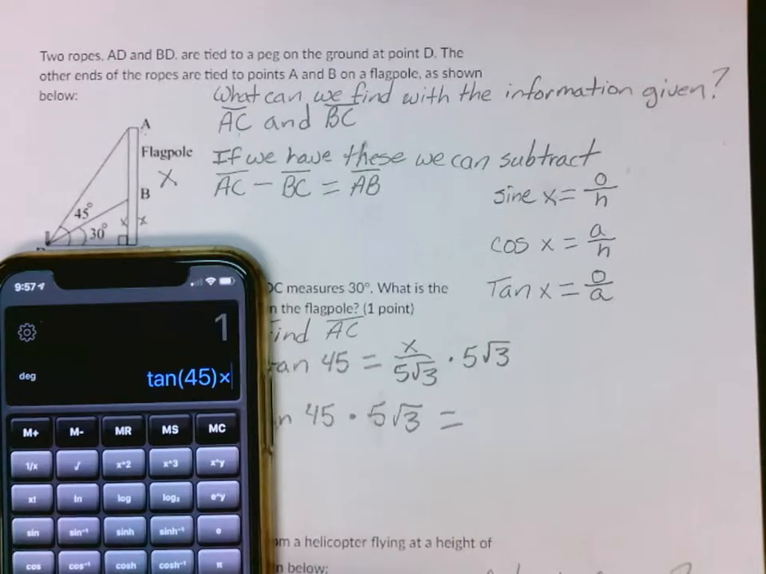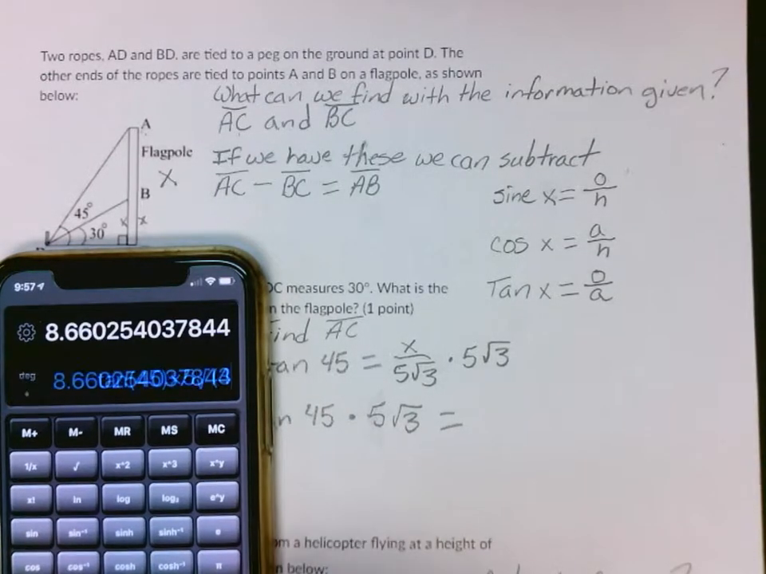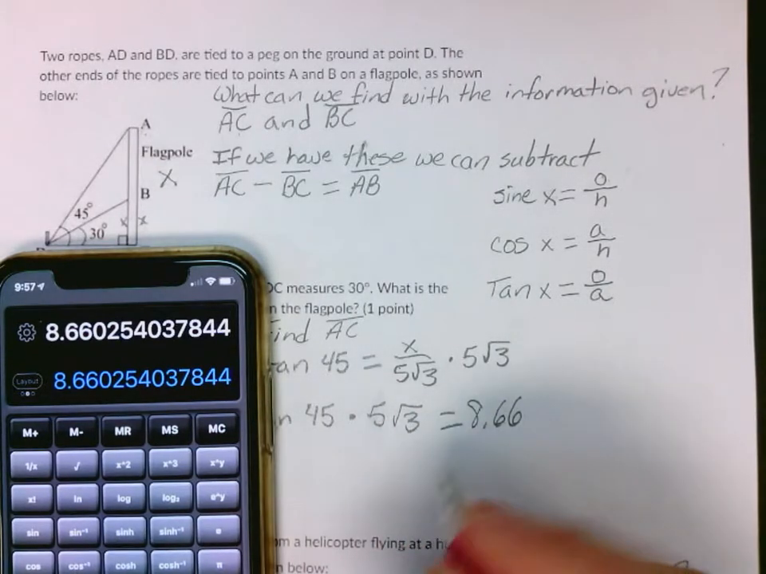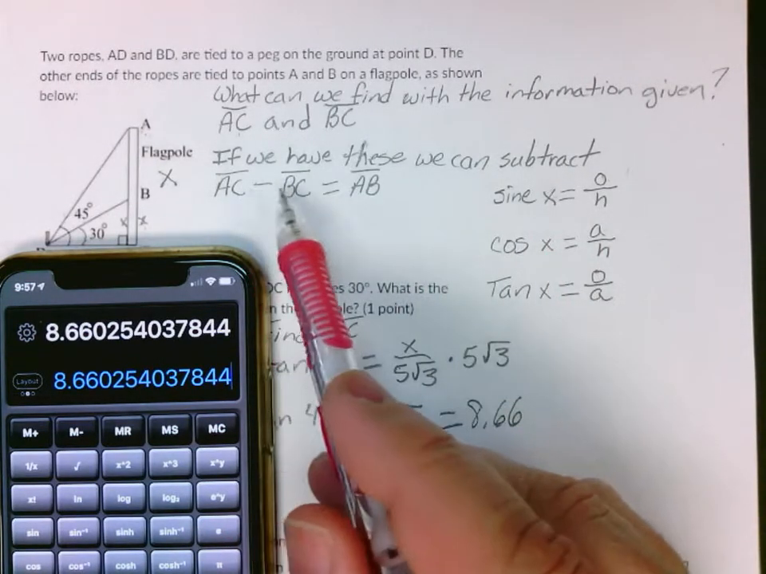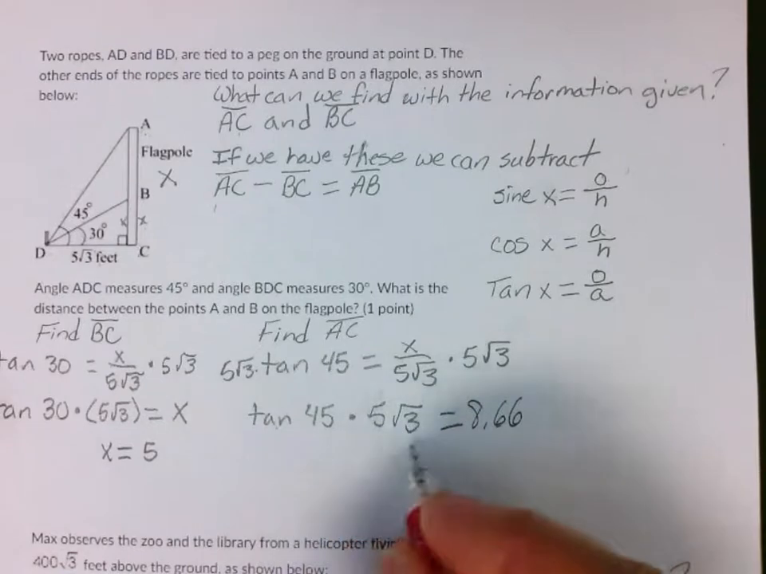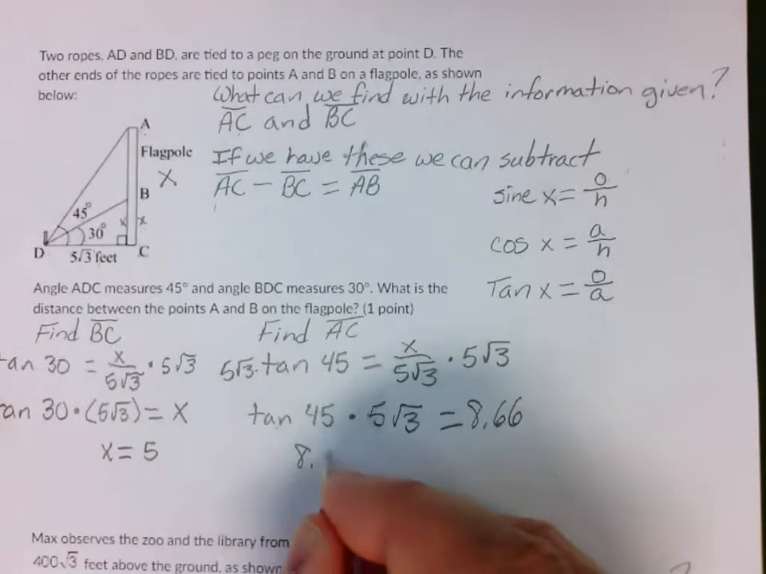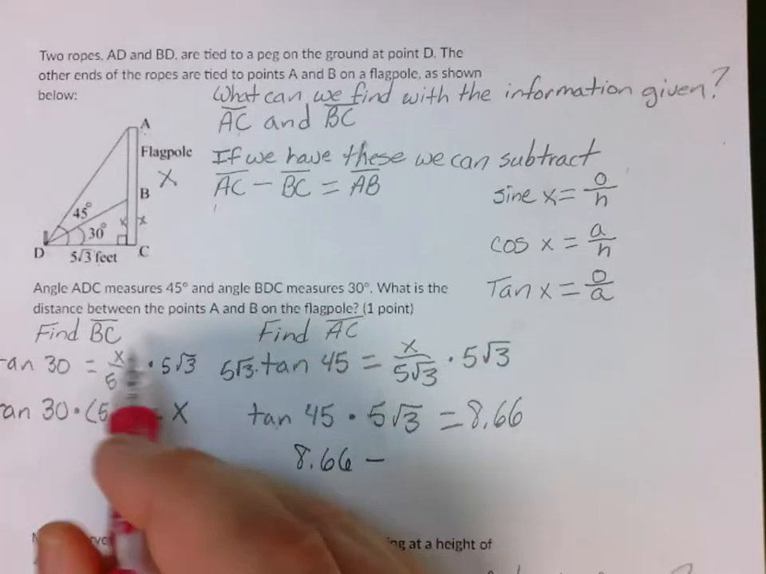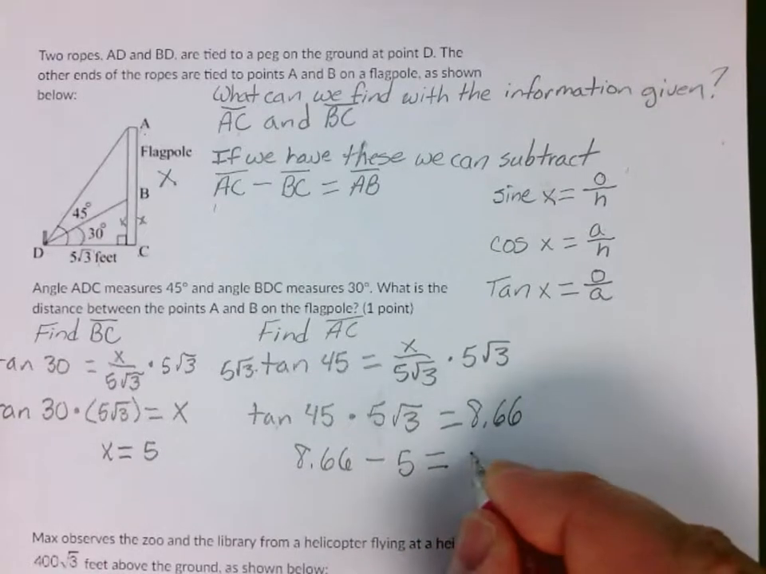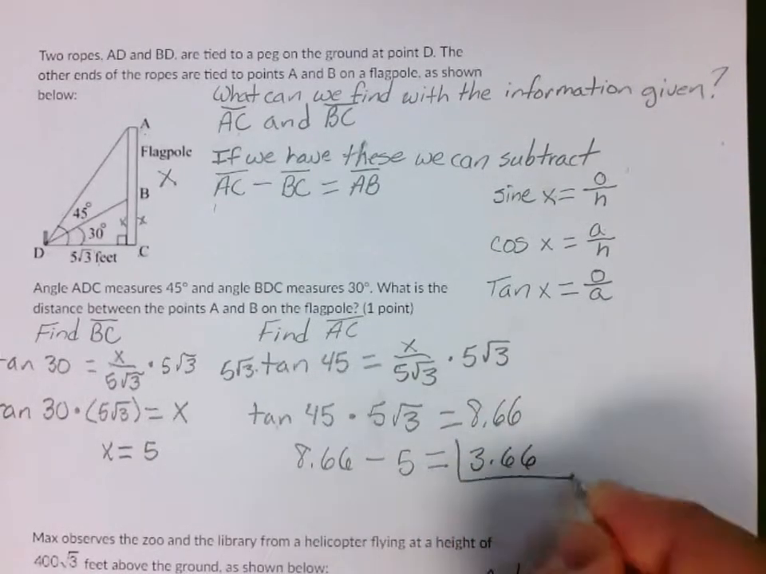close it, times, you notice tangent of 45 is 1, so it's just going to be 5 square roots of 3, 5 square roots of 3 equals. Basically, it equals then 8.66. So now we said, once we have this, if we take AC minus BC, we get AB. So we want to take AC, which is this, 8.66 minus 5 equals 3.66. So that is your answer.